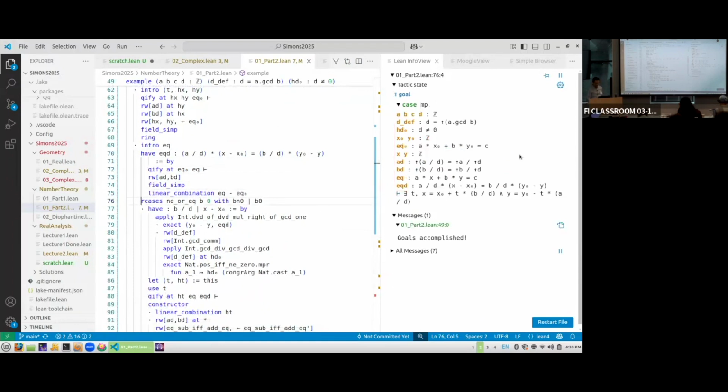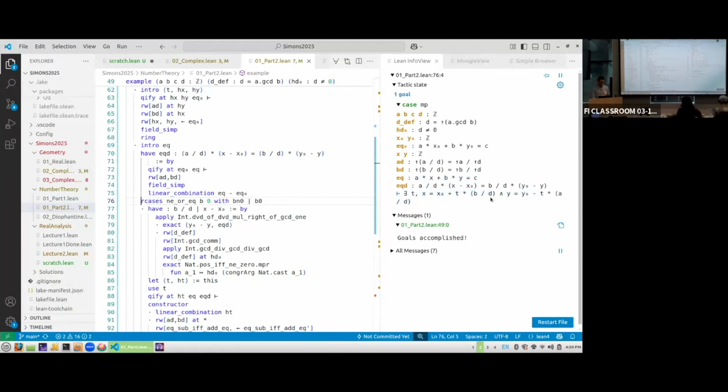And then our goal is to prove there exists a T. And there's this awkward fact that to give a formula for what T is, there is no one formula that works in all cases. Because you'd like to say T is equal to (x minus x naught) divided by b times d, but what if b is 0?